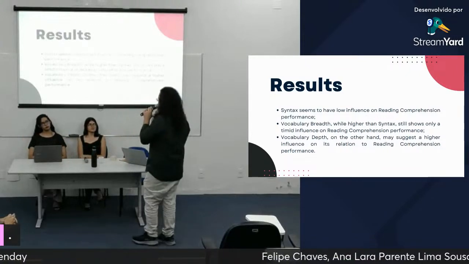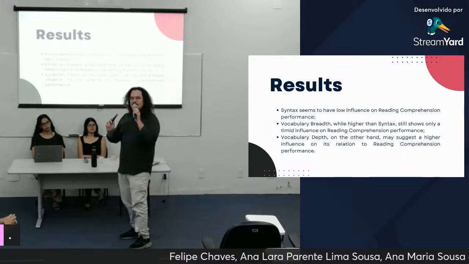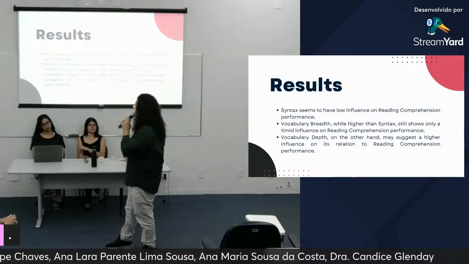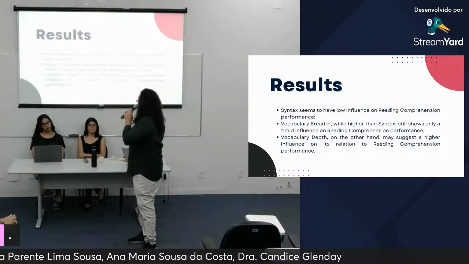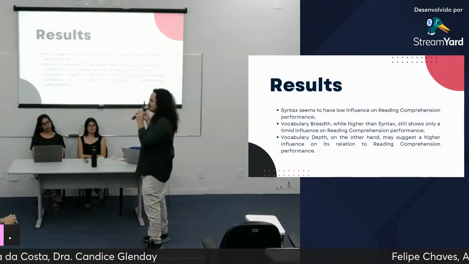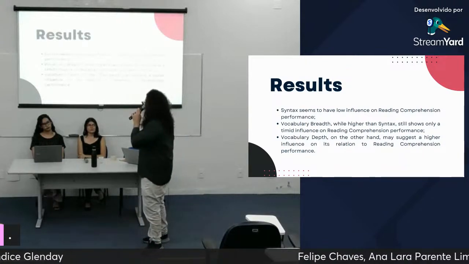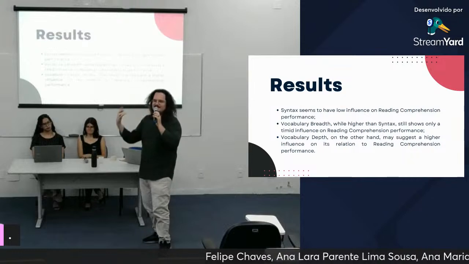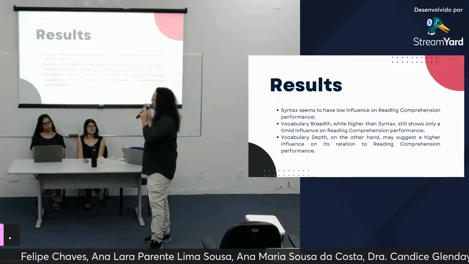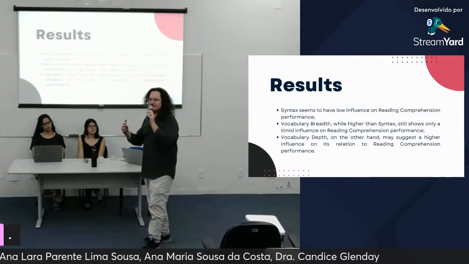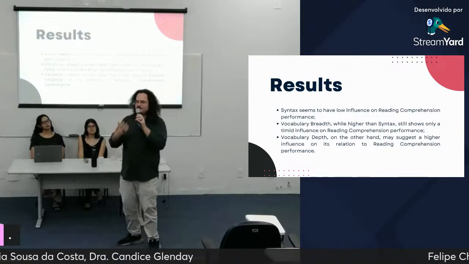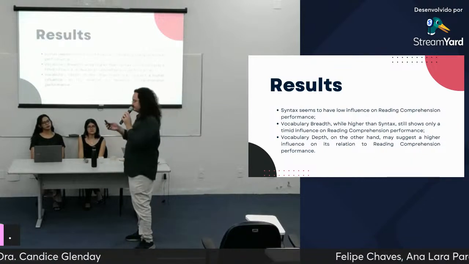However, and that's very interesting, based on our results, vocabulary depth, which was measured with the WAT test, just WAT, suggests a higher influence in its relation to reading comprehension performance. That is, translating, apparently students who scored higher on the WAT seem to be able to score higher on the reading comprehension test too.